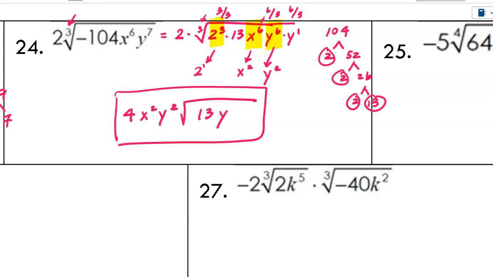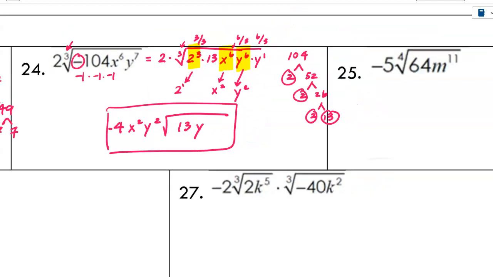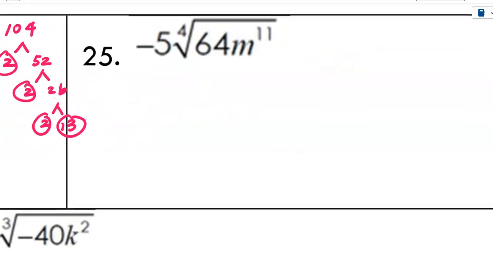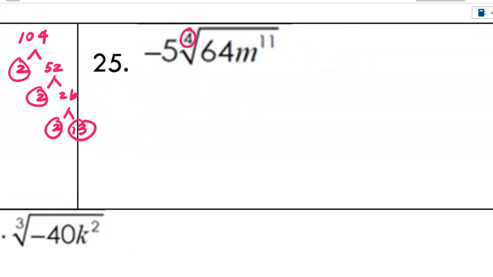Oh, and I forgot the negative. Okay, the negative can come out. I mean, I can separate out this negative. It'll be a negative 1. Negative 1 times negative 1 times negative 1 is negative. So this is going to turn it negative, because the negative 1 can come out. And the negative 1 will multiply with the 4. Okay? Good job. Okay, so this is a 4th root, or the index is 4.